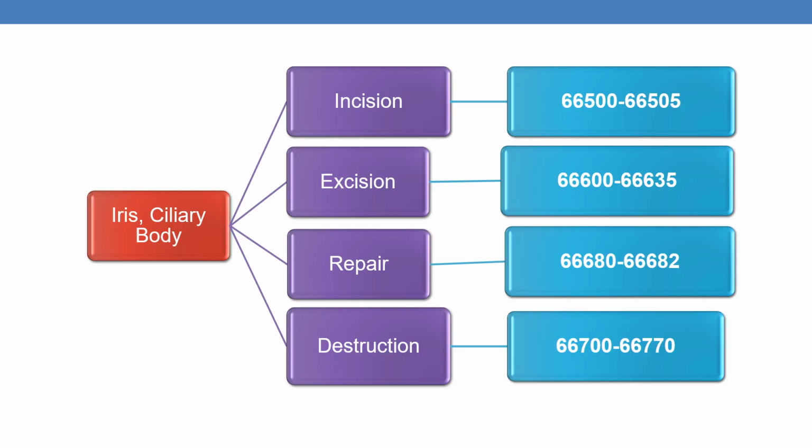Now coming to the next segment, that is iris and ciliary body. Iris and ciliary body are again divided into incision, excision, repair and destruction. The CPT range for incision is 66500 to 66505, and for excision it is 66600 to 66635, and for repair the CPT range is 66680 to 66682, and for destruction the CPT range is 66700 to 66770.